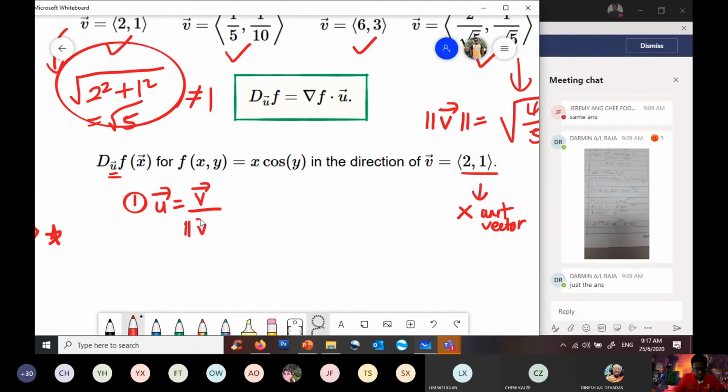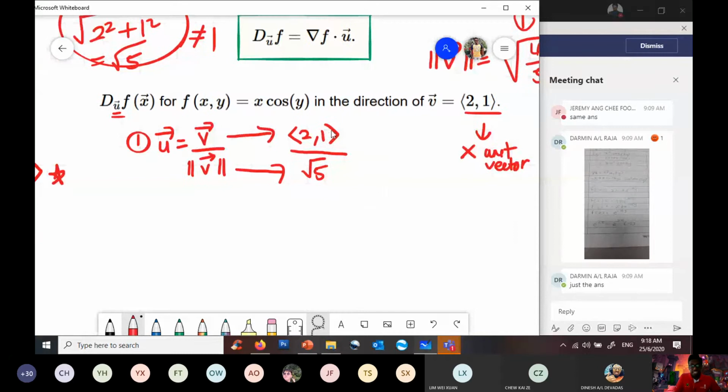Divide by the magnitude. So this is the formula to find the unit vector. The vector itself is simply (2, 1). The magnitude I already computed up here, I got square root of 5. So dividing both of these by it, that is your unit vector. A nicer way of writing it is to divide each component by square root 5, so you get 2 over square root 5 and 1 over square root 5. This is your unit vector.